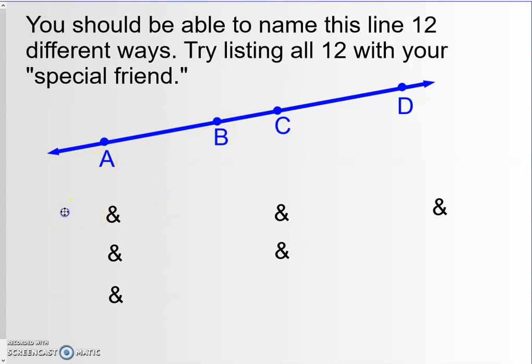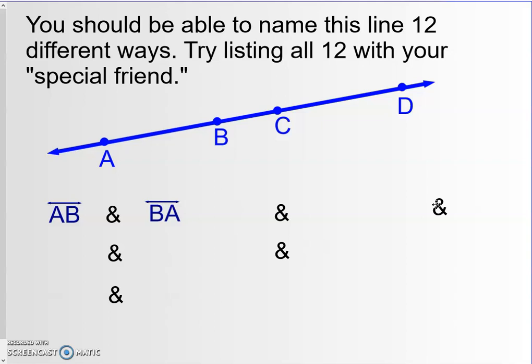You could call this line, line AB. So line AB could be the name of this entire thing, or you could call it line BA. Remember, order doesn't matter. So I just did 2. See if you can knock out the rest. So why don't you pause the video, try coming up with the other 10, and then come back and check.